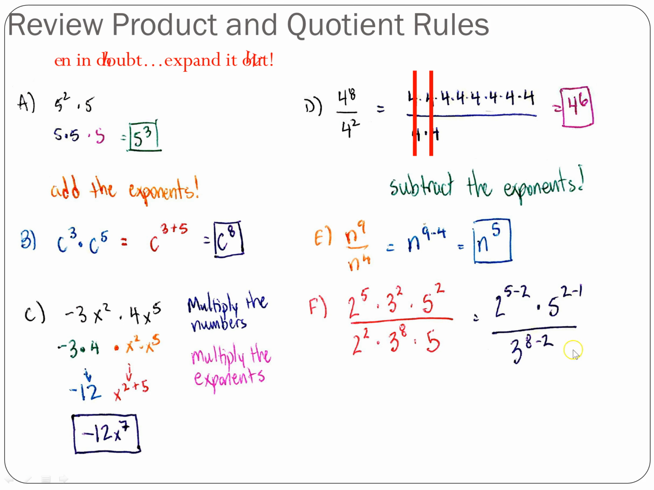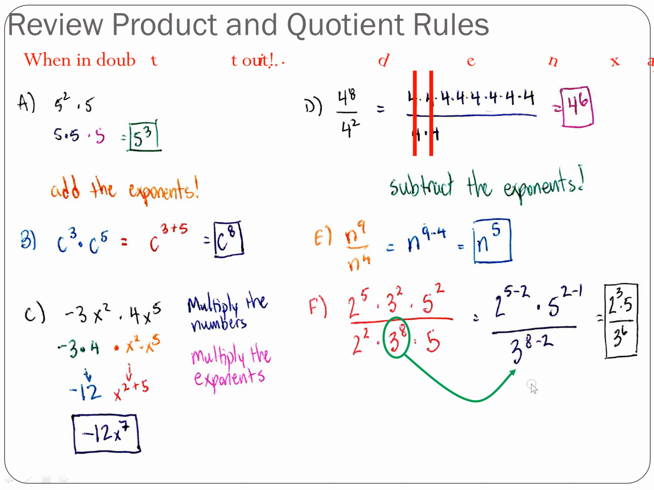All right, cool. So that means here I have 2 to the 5 minus 2, 5 to the 2 minus 1. Just simple subtraction. Here we go. And as we talked about earlier, the 8 is larger and in the denominator, so the 3 is in the denominator. That is 2 to the 3rd times 5 over 3 to the 6th. Sweet. Yes, you could say 8 times 5 over 3 to the 6th, but we're not even getting there. Let's just leave it like this for now.